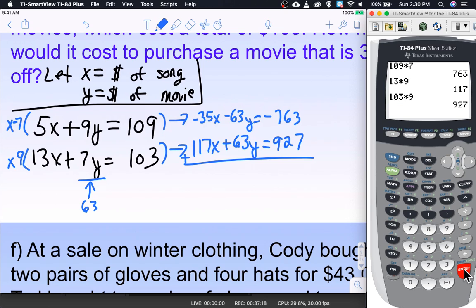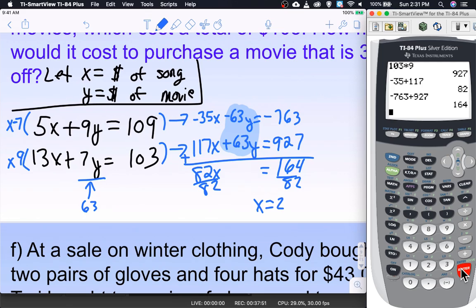And now when I add my equations together, my y's do eliminate, one's positive and one's negative. My x's: negative 35 plus 117 is 82x, equals negative 763 plus 927, 164, and that looks like it's going to divide nicely when I divide by 82 on both sides.